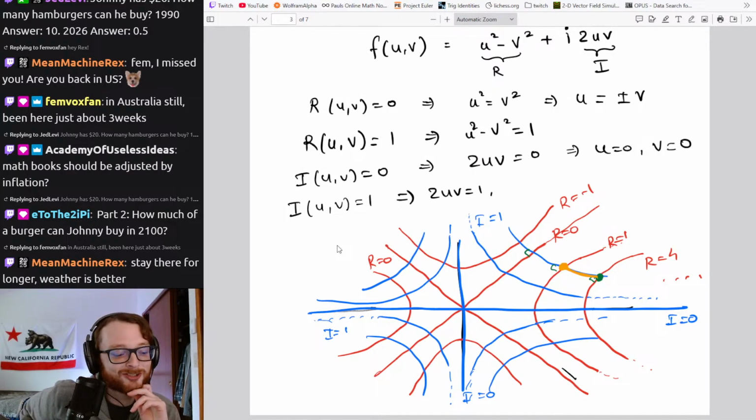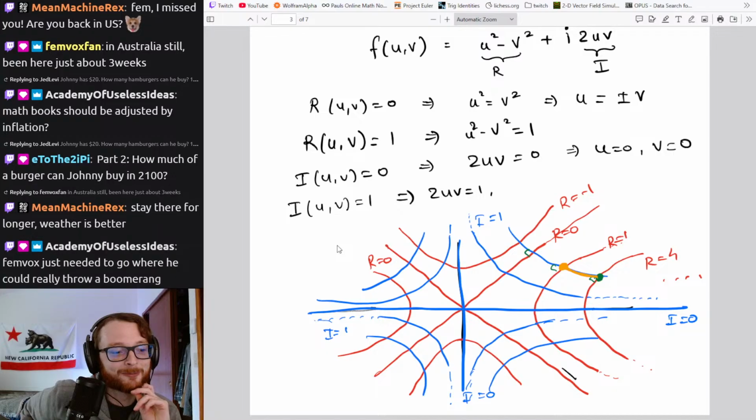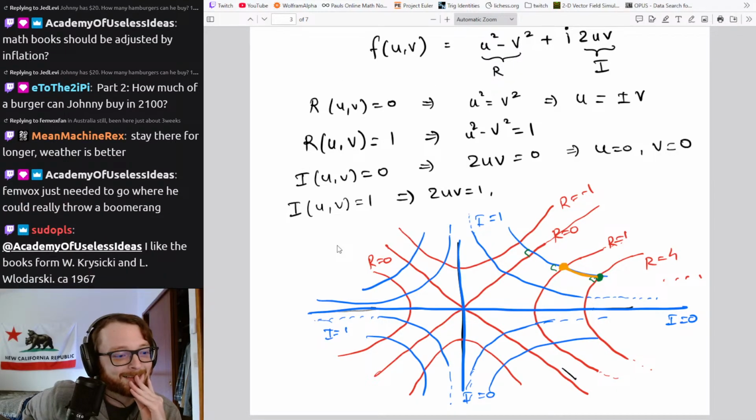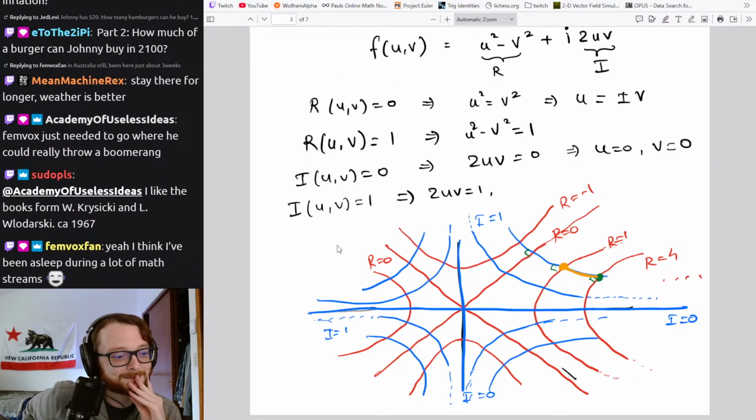The change in season would probably do a number on me, like going from wintertime New York to summertime Australia. That would be a shock. Thanos just needs to go where he could really throw a boomerang. Fair enough.